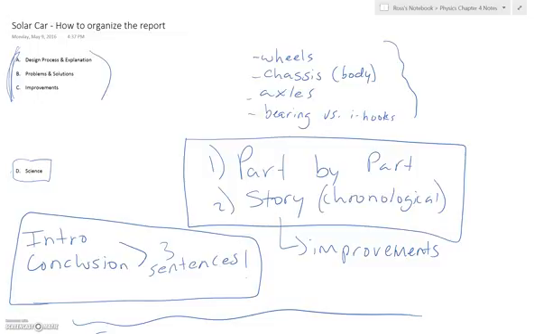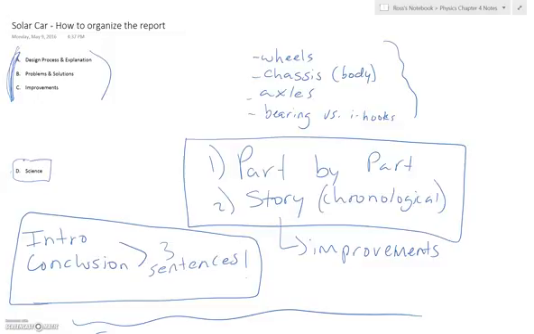I've gotten a few questions about how to organize the solar car report, so this video should help with that. I know that in the lab document that I gave you, it goes over A, B, and C. We'll talk about D, science, in a minute. A being design, process, explanation, B being problems, solutions, construction in general, and C being improvements.